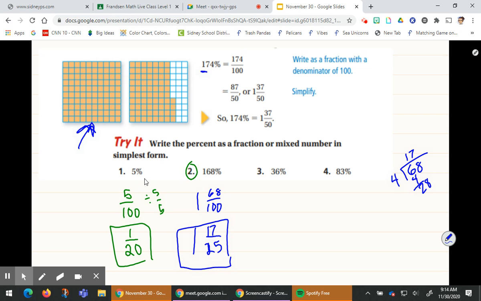Do I need to write percent signs after these? No, because I've changed 68% into its fraction form. Now, number 3, 36 over 100. Can we simplify that puppy? Yeah. They're both divisible by 4, right? So that one actually was pretty easy. Now finish by doing that last one. 83% as a fraction simplified.